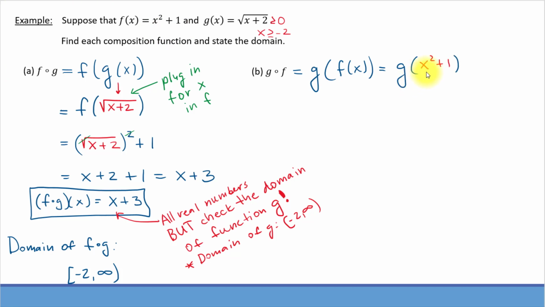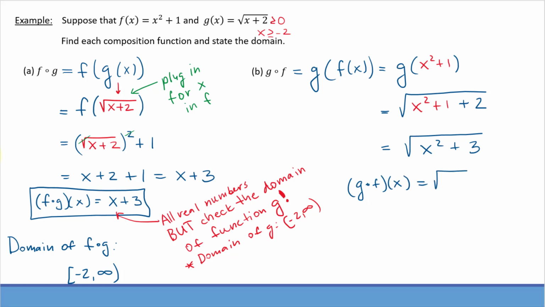And now this notation, g of x squared plus 1, tells me that I have to take the expression x squared plus 1 and plug that into function g for every x. In function g, I only have one place where I see x, right here. So this x is going to be replaced with x squared plus 1. So I have the square root, and instead of x, I'm writing x squared plus 1, and then plus 2. I will simplify this expression by combining 1 and 2, so that's going to be x squared plus 3. So the composition function g composed with f of x is the square root of x squared plus 3.